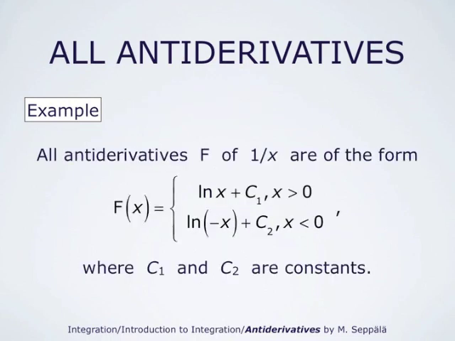Now, the function log of x and 1 over x are defined only for x positive or x negative. They are undefined for x equals 0. From this it follows that all antiderivatives of the function 1 over x are of the form log of x plus some constant c1 when x is positive, and log of minus x plus some other constant c2 when x is negative. So c1 and c2 are constants. They may be the same, but they do not need to be the same. Any function capital F of this form is an antiderivative of the function 1 over x, and this family of functions contains all antiderivatives of the function 1 over x.